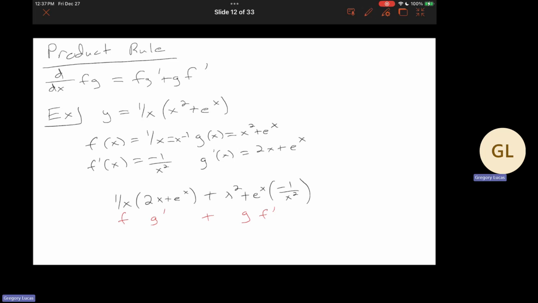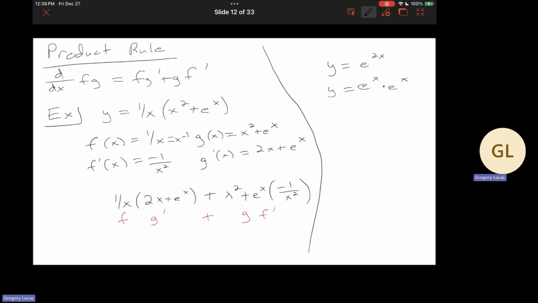Okay. So I'm going to have you try another example. Let's look at y equals e to the 2x. At first, this might not look like a product rule, but remember our exponent rules. This is the same thing as e to the x times e to the x. So that was an exponent rule there.